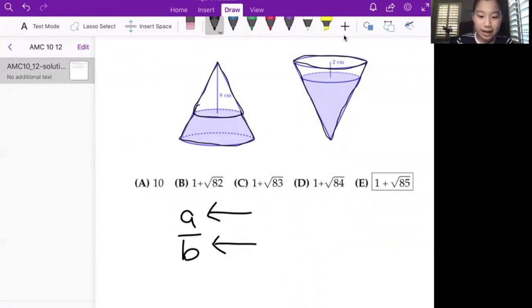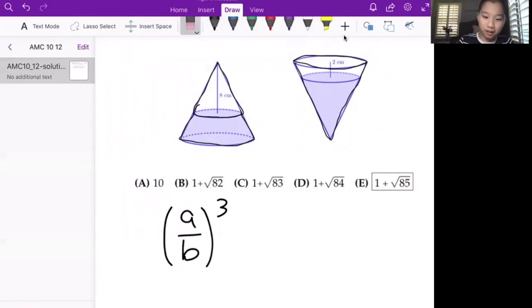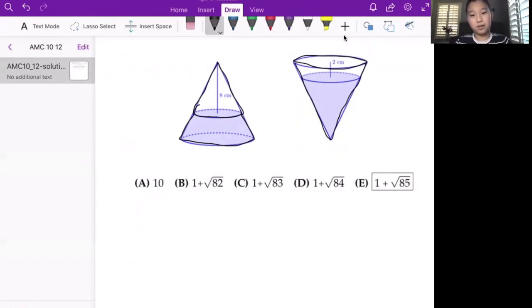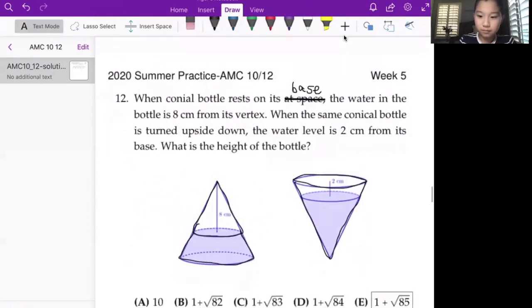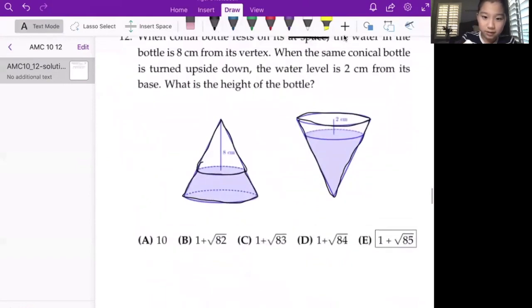If they're similar, then A over B is their ratio of sides, then A over B cubed is the ratio of their volumes. That's not the important concept, that's just a formula. The important concept is whenever you're trying to measure those things, you should compare it to the whole, the biggest thing that's similar. So it says 8 centimeters. So let's suppose the whole thing is K centimeters.